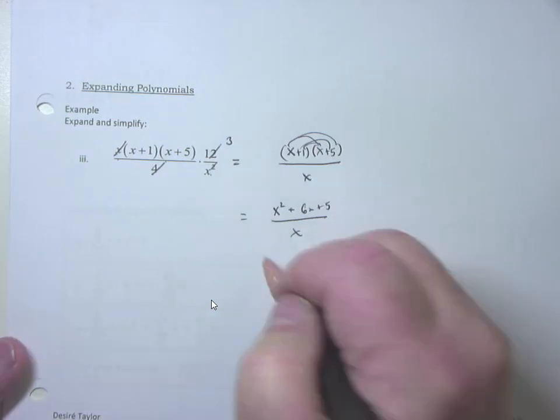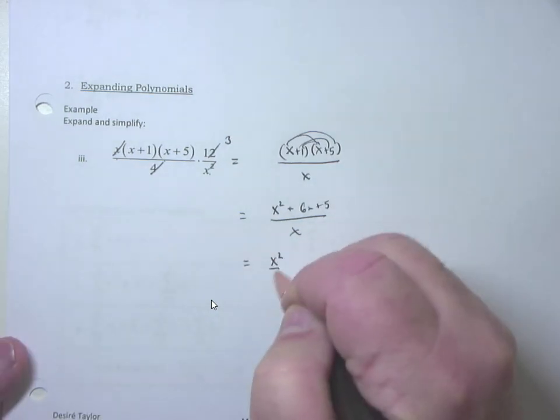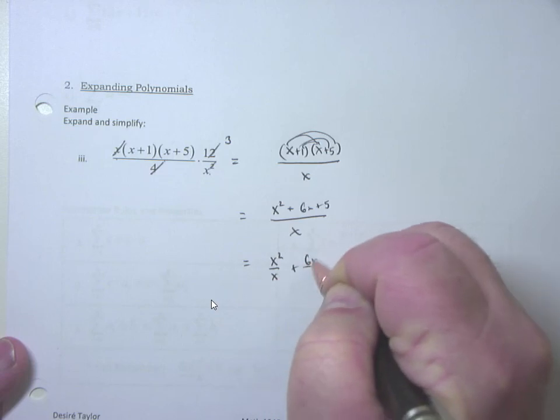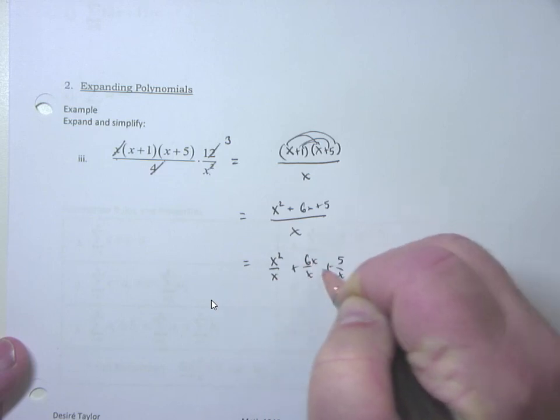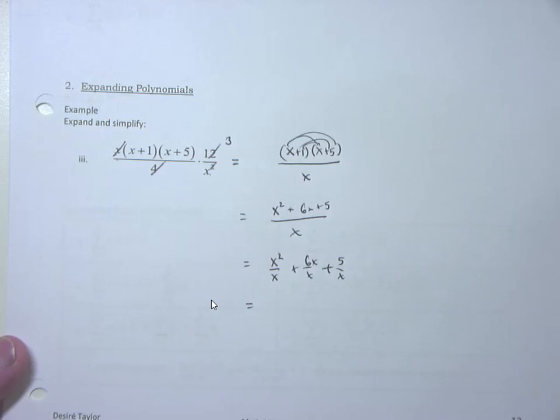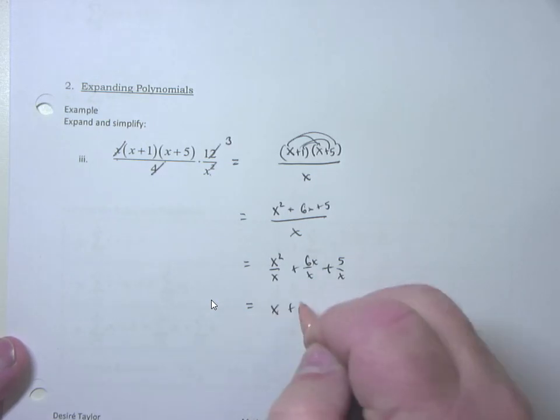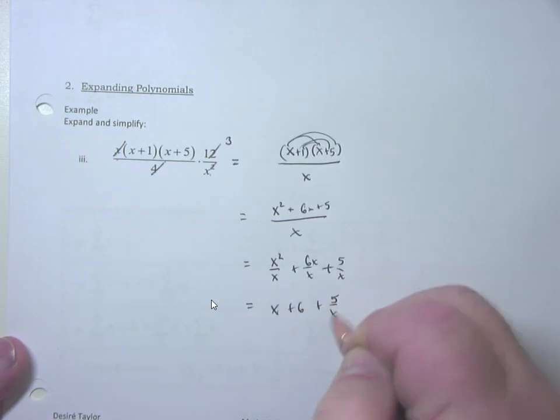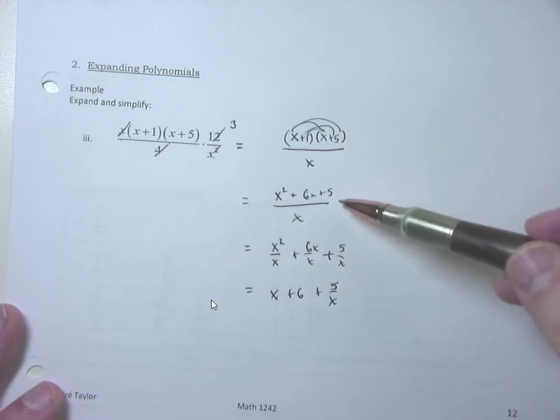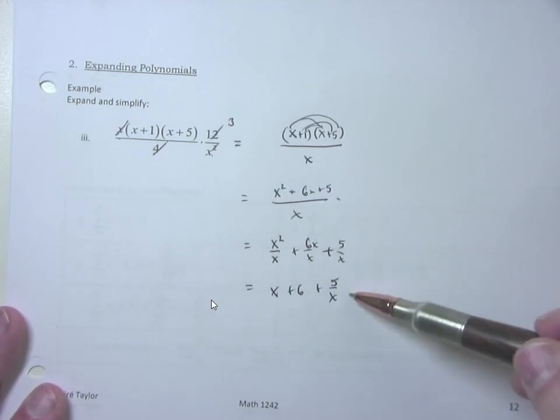And if I wanted to, another way I could clean that up would be x squared over x plus 6x over x plus 5 over x. So another way I could have written this answer is x plus 6 plus 5 over x. Usually we can stop here, but sometimes we want to take it down to this level.